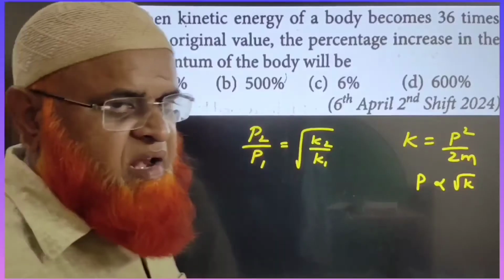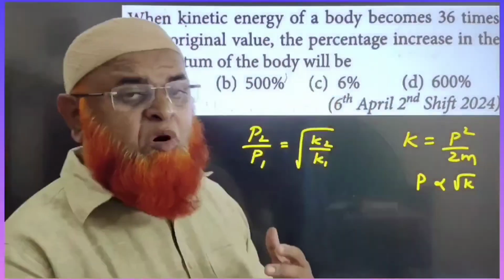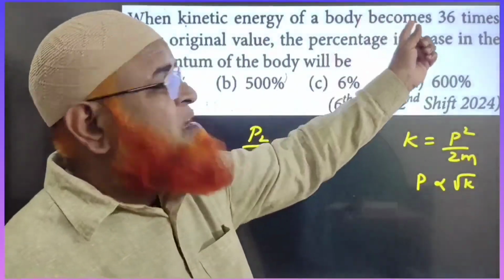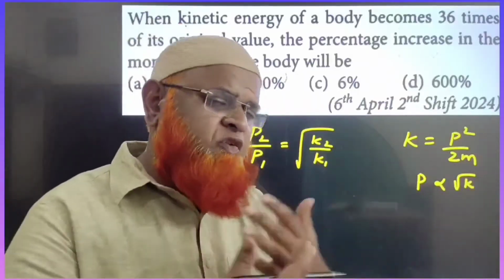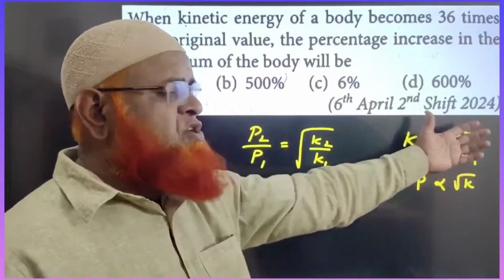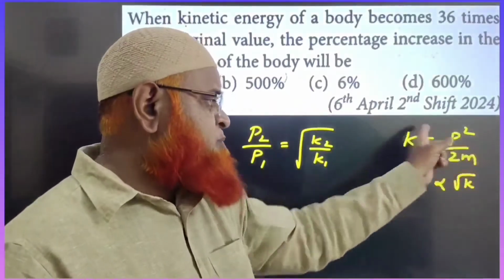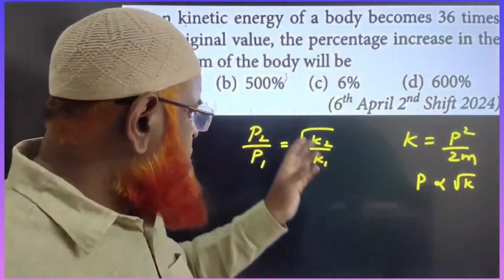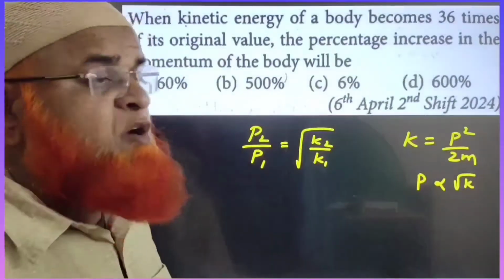Thank you very much. My dear students, what happens to momentum when kinetic energy becomes 36 times? First of all, what is the relation between kinetic energy and momentum? Kinetic energy, you know, is p square by 2m. That means p is directly proportional to root k. So p2 by p1 is nothing but root of k2 by k1.